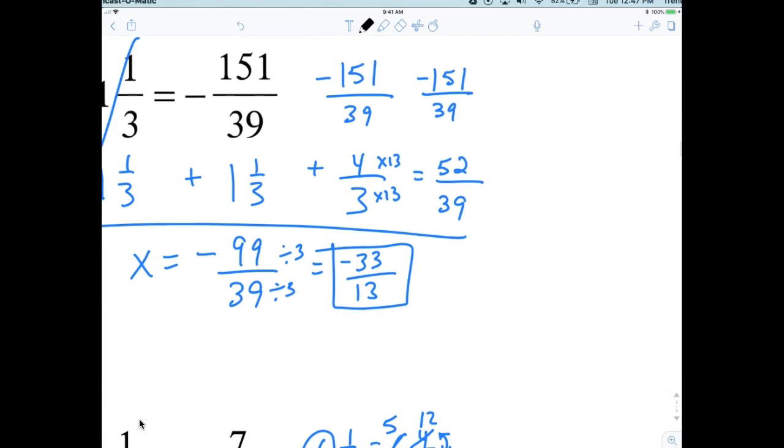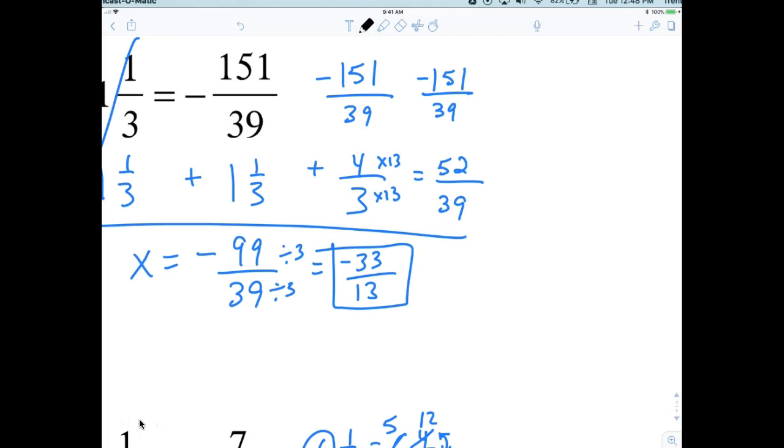So I got everything right, to the point where it's up to 151 over 39 and 52 over 39. I subtracted those. And what'd you get? I got... I don't know what you got. Sorry. 99.